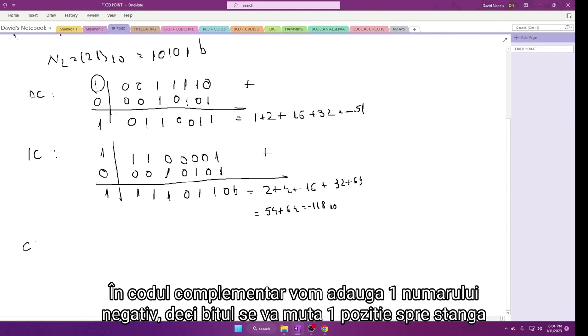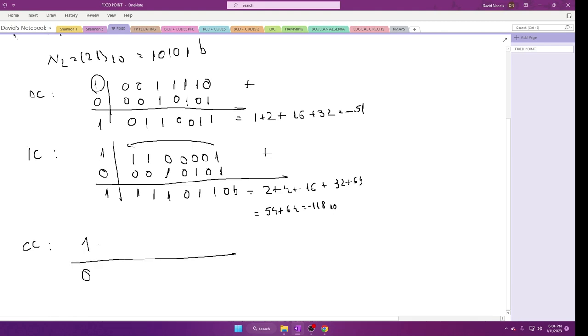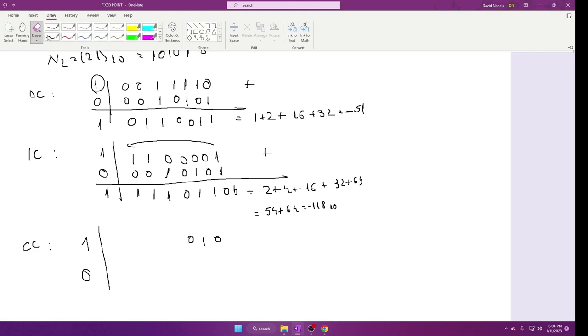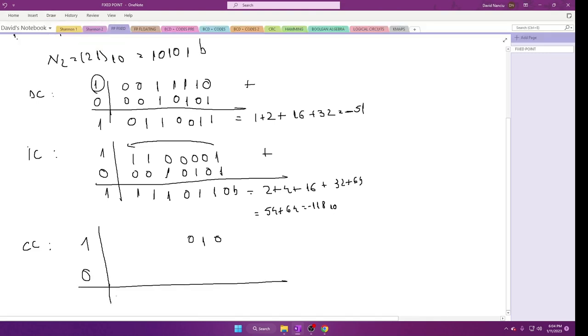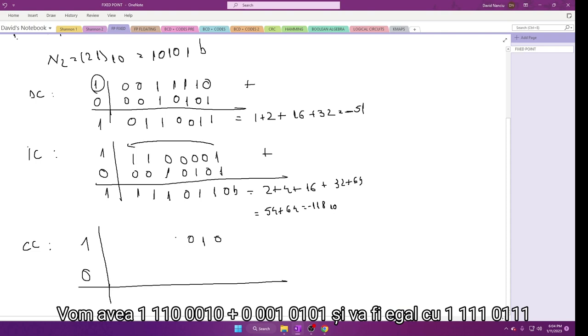But we will also compute the complementary code, which is basically, first of all, we have to add 1 at the end of the negative number, so the bits will shift 1 to the left. So basically we'll have, this is the sign bit, we'll have 0 1 0. Wait a minute. Okay. 0 1 0 0 0 1 1.